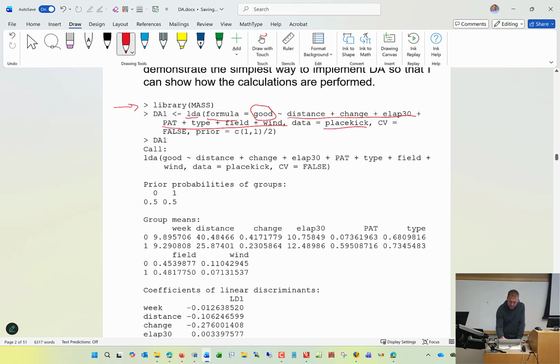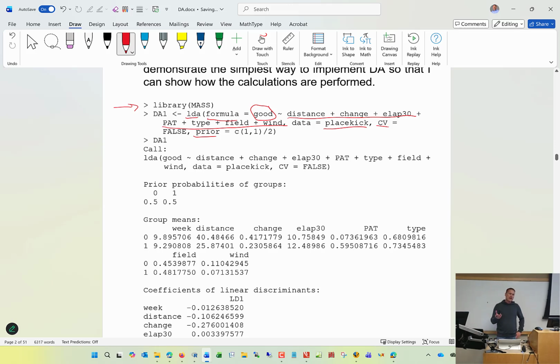The data is in place kick. I have an argument called CV. That stands for cross-validation. Do I want to do cross-validation? Typically, you always do, and the default is TRUE. I only put FALSE here so I can show you what happens and to help explain some stuff. And then I have another thing called prior. I'll explain that more coming up.